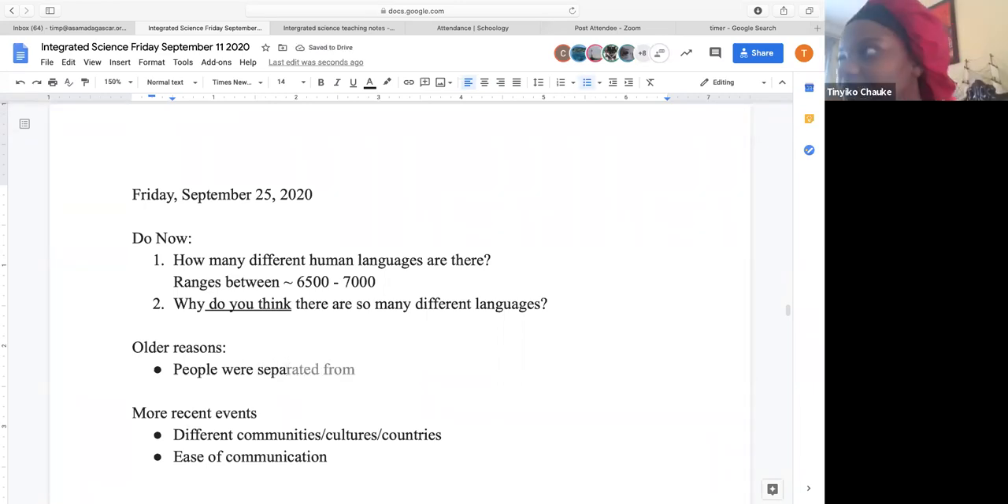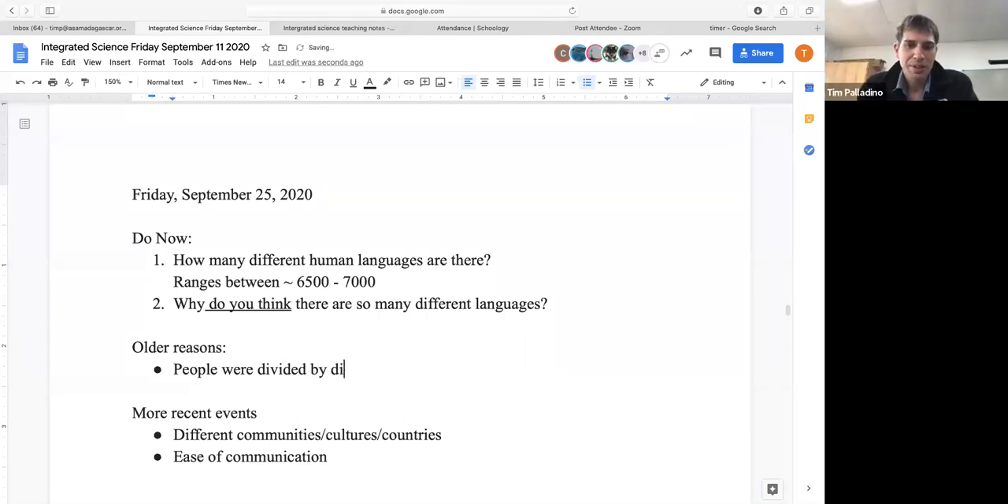One at a time. Hold on, I can't write down at the speed that you're talking, so go slowly so I can write. People got divided by distance, and over time their languages changed. Their languages changed.